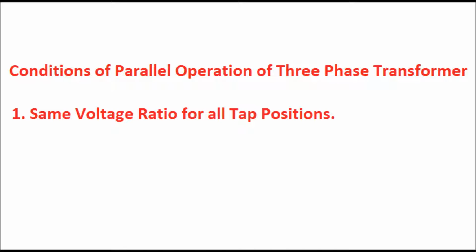Now, what are the conditions that must be met for parallel operation of three-phase transformers? Number one is the same voltage ratio for all tap positions of the transformer. For example, we have transformer 1 and transformer 2. The voltage ratio shall be the same. That is, if the HV side is 33 kV and the LV side is 11 kV, then for transformer 2, the HV side and LV side voltage should be the same. And again, for all tap positions, the voltage ratio shall be the same. Otherwise, due to a voltage mismatch in any other tap, a circulating current will flow.